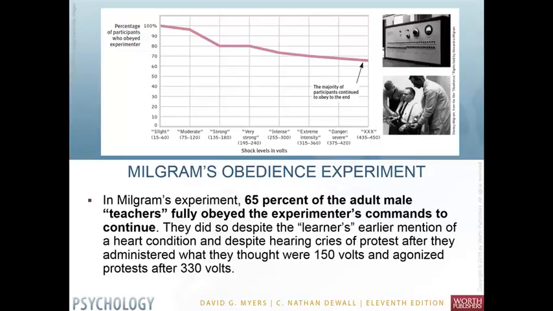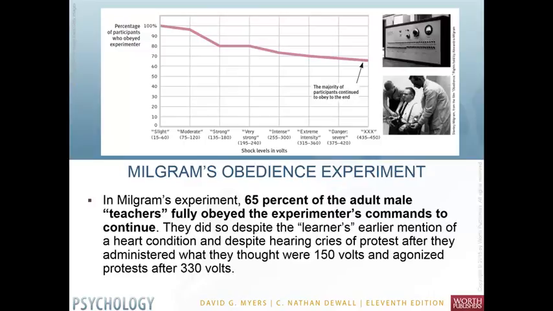They were assured that the shocks were not really painful to the learner, even though they could hear the learner screaming, complaining about his heart bothering him, saying how much pain he was in, protesting, banging over and over again. The teachers continued. Two thirds of them continued all the way to the end. And you can see the drop-off, that some did drop off between the slight and the very strong shocks. A number of them did drop off, but after that, most of them continued all the way to the end.